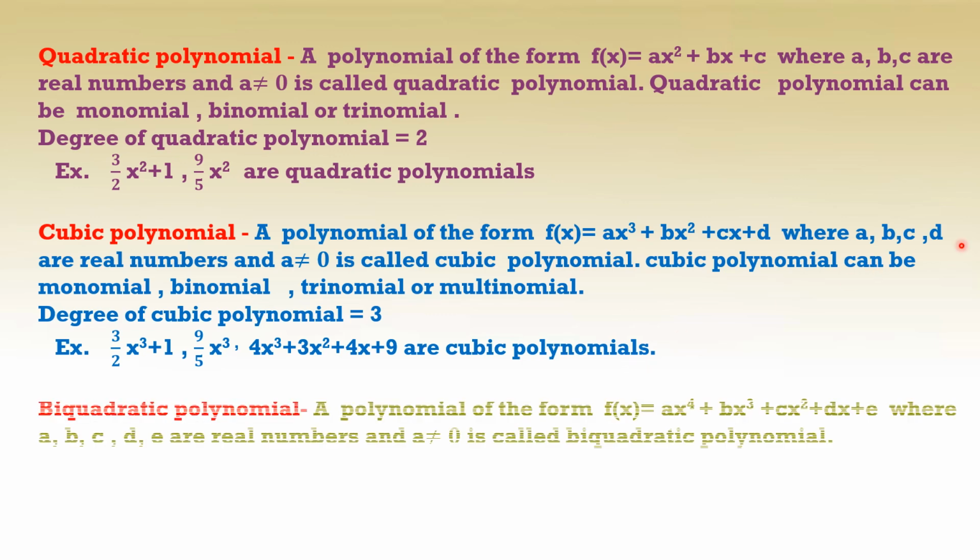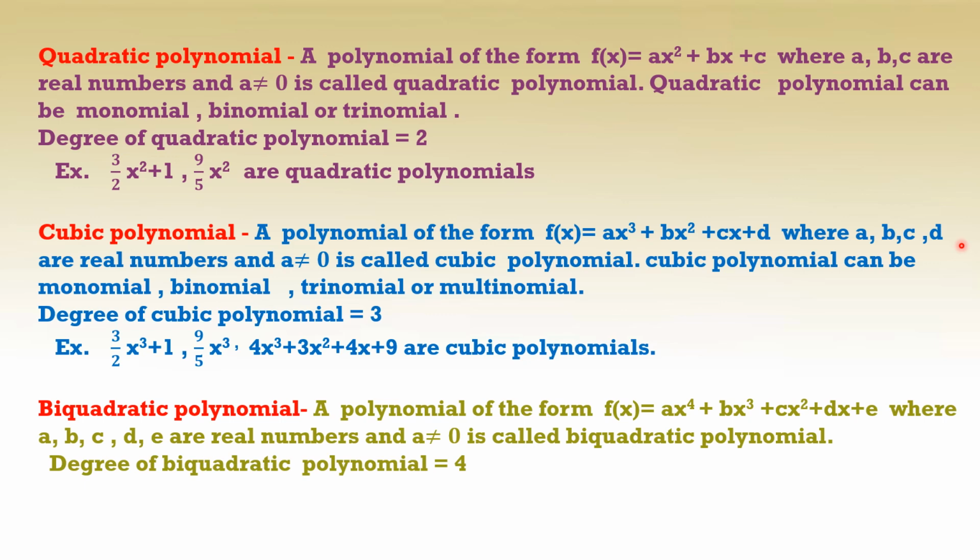Next is the biquadratic polynomial. A polynomial of the form f of x is equal to ax raised to power 4 plus bx cube plus cx square plus dx plus e, where a, b, c, d, e are real numbers and a is not equal to 0, is called a biquadratic polynomial. You remember quadratic means 2. Bi also means 2. So 2 2s are 4. So biquadratic means a polynomial which has degree 4. So the degree of a biquadratic polynomial is 4. Some examples are 3x raised to power 4 minus 5x cube plus 3x squared plus 9x minus 7. So this is an example of a biquadratic polynomial.